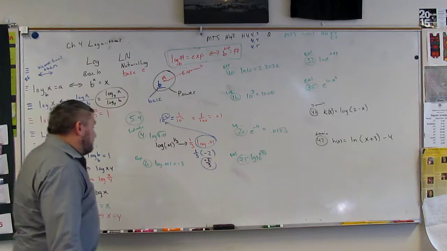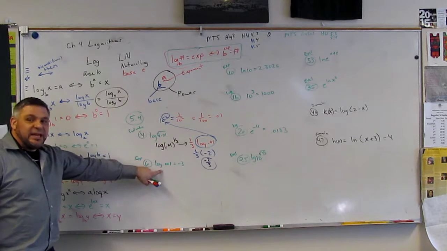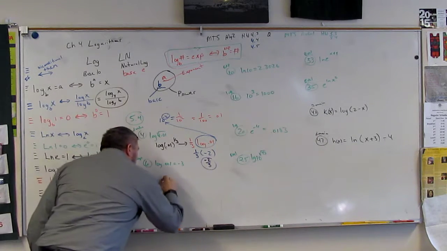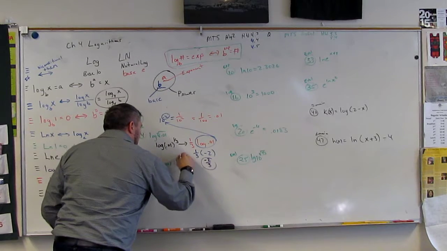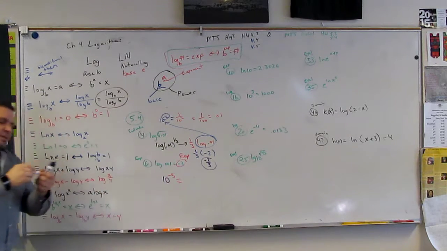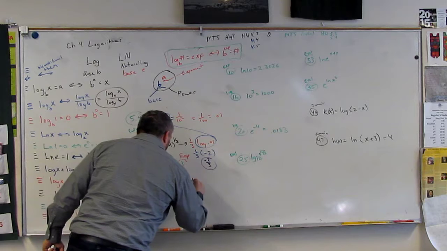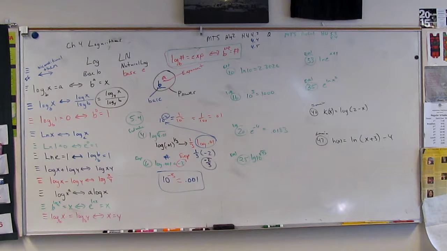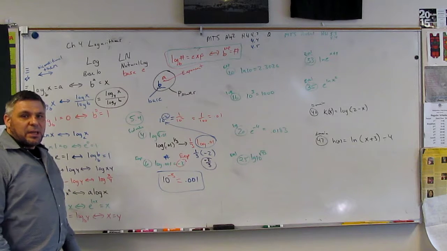Alright. Now, with that said, they want me to put this in exponential form. What's the base here? What's the base of a log? Does it show a log? 10. So we got base 10. What's the exponent? -3. And what's the number we're worried about? Bam. That's what they wanted you to do. They just wanted you to learn how to put it into exponential form. That's it. Simple. So we're just running it from exponential form to log form, from log form to exponential form. Okay?